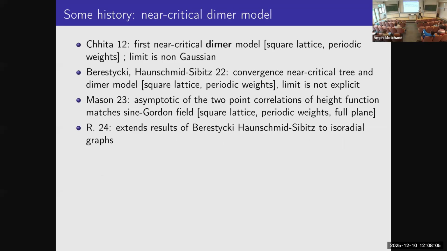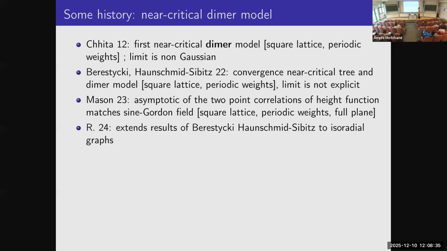And for the near-critical dimer model, the history started with the work of Sunil Chhita, who was the first to study a near-critical dimer model on the square lattice with periodic weights. He proved that the limit is non-Gaussian. So it is not the Gaussian free field, and it is also not a massive Gaussian free field, which one could expect. So he proved that this does not happen.